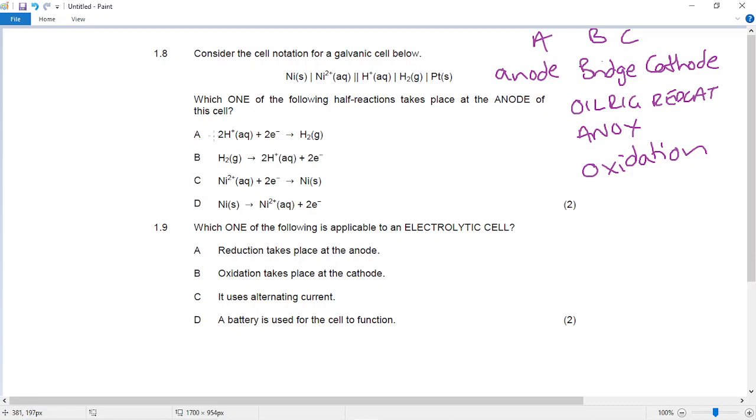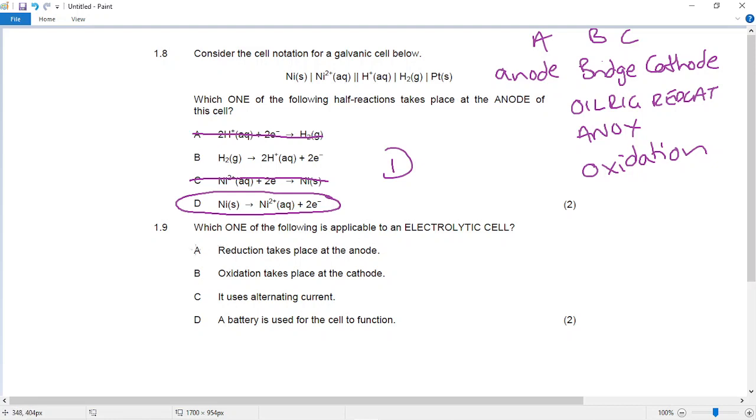Okay, so here this reaction is gaining electrons, and this reaction is gaining electrons. So we are going to get rid of these reactions, and then we are going to be left with these two. But we know the anode is on the left, so we want the one with the nickel, and the nickel is going to the nickel ion and losing 2 electrons in the process. So it is D.